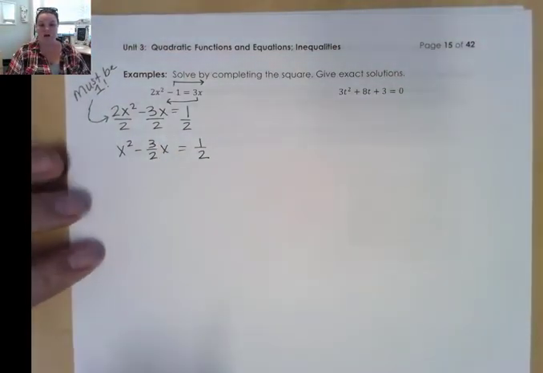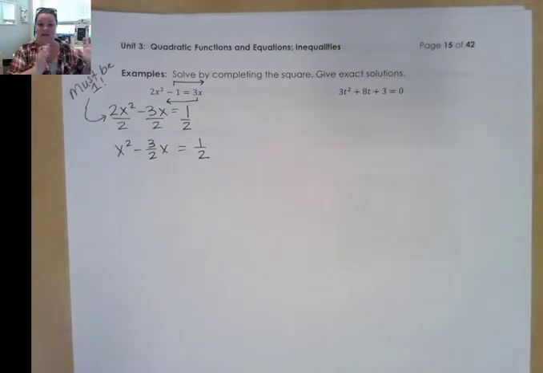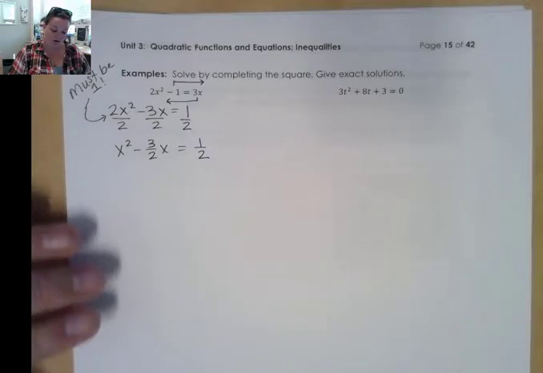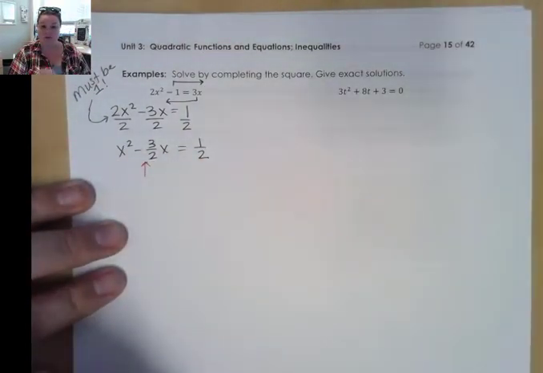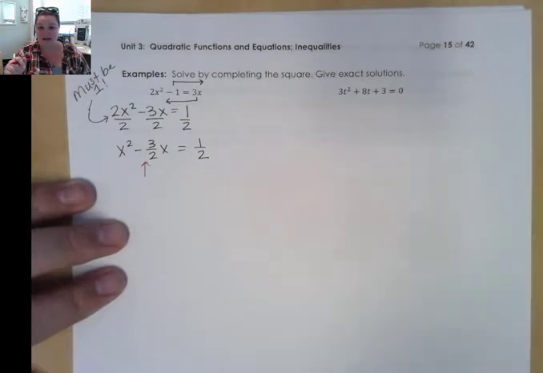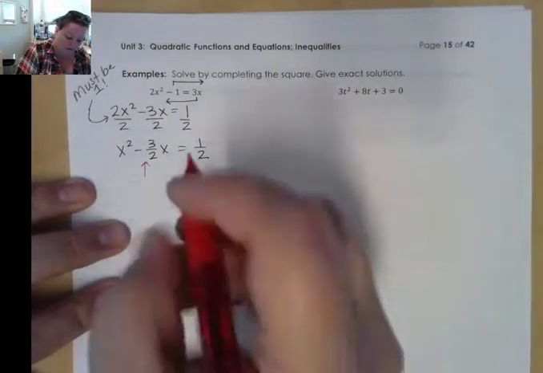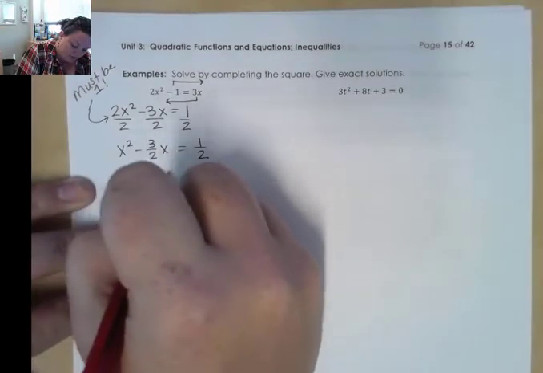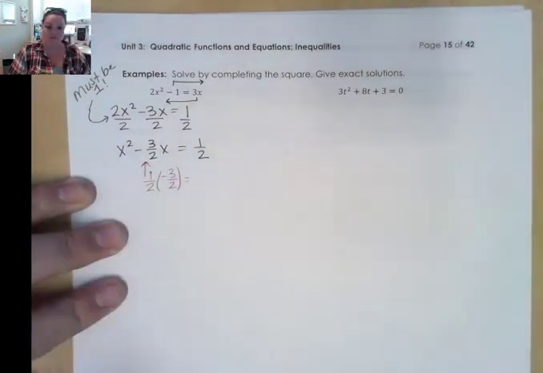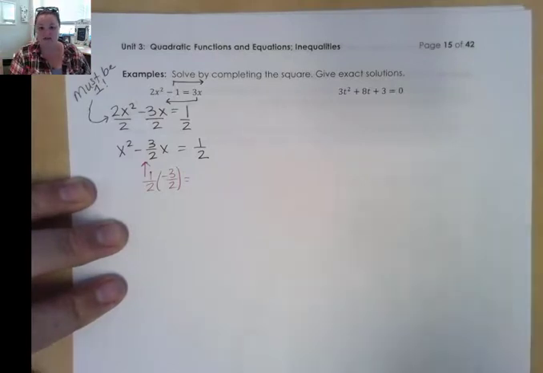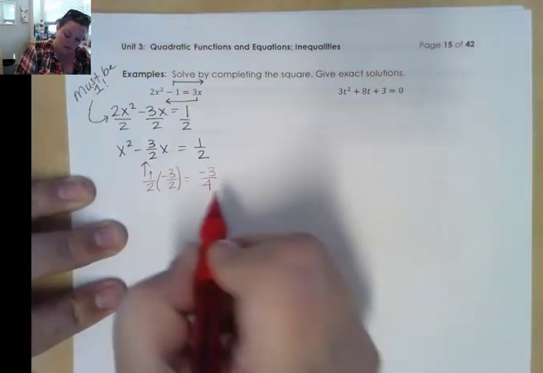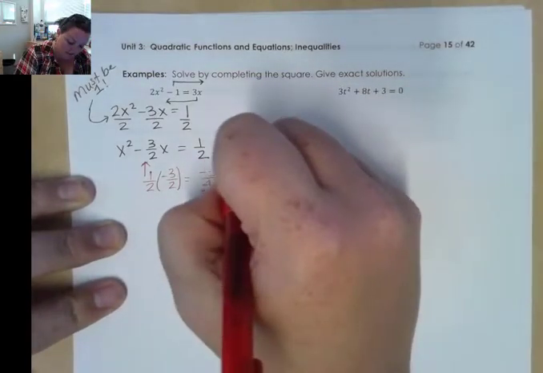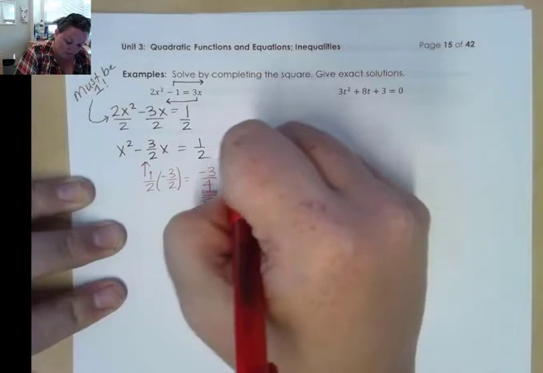Okay. All right, so now I have my x's on the same side, I have my constant on the other side, my leading coefficient is 1, now I can do my completing the square. So completing the square says I look at my x term coefficient, which in this case is negative 3/2, and I want to take half of that. So half of negative 3/2, that gives me negative 3/4. So this number right here, this is going to be my shortcut number.